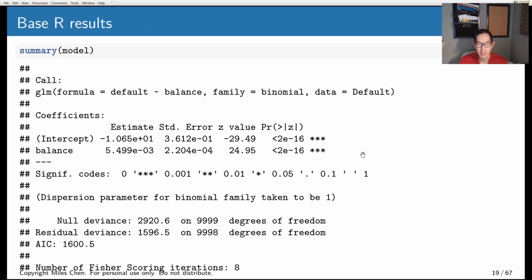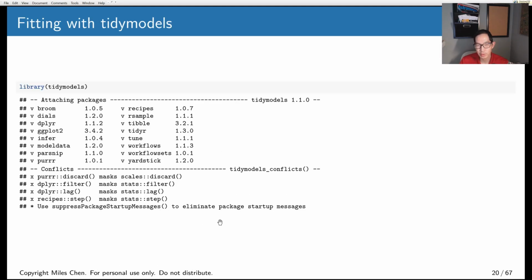Okay, and we can go through and evaluate all of this, but here's just the summary if you fit GLM. All right, let me show you how we would go and fit a logistic regression model with tidy models.